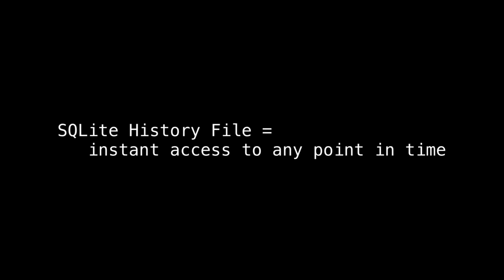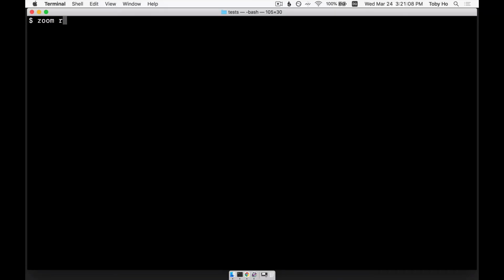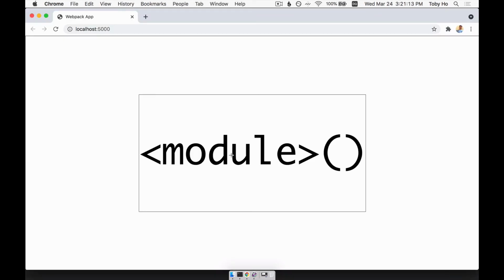The fact that you have access to every point in time in history gives rise to some interesting possibilities. One possibility is you can use database queries to answer questions about what your program did. Another possibility is you can reimagine what a debugger's user interface can be. This is a debugger front end called the Zoom debugger. It was inspired by the Mandelbrot set and Google Earth.